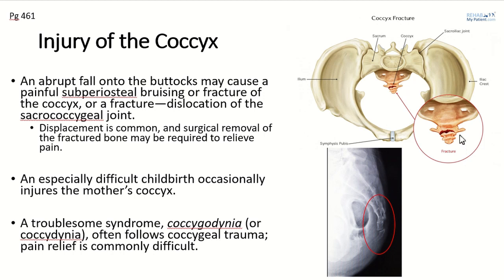So if we look at this image here, we can see that, of course, the Co1, the first coccygeal vertebra, is fine because at this stage it's actually fused to the sacrum, but the lower ones here have been fractured off. And you can see this radiographically where the coccyx is being removed, has actually come off. So if you have, for example, a particularly difficult childbirth, it might actually injure the coccyx of the mother, and it can actually be extremely painful.